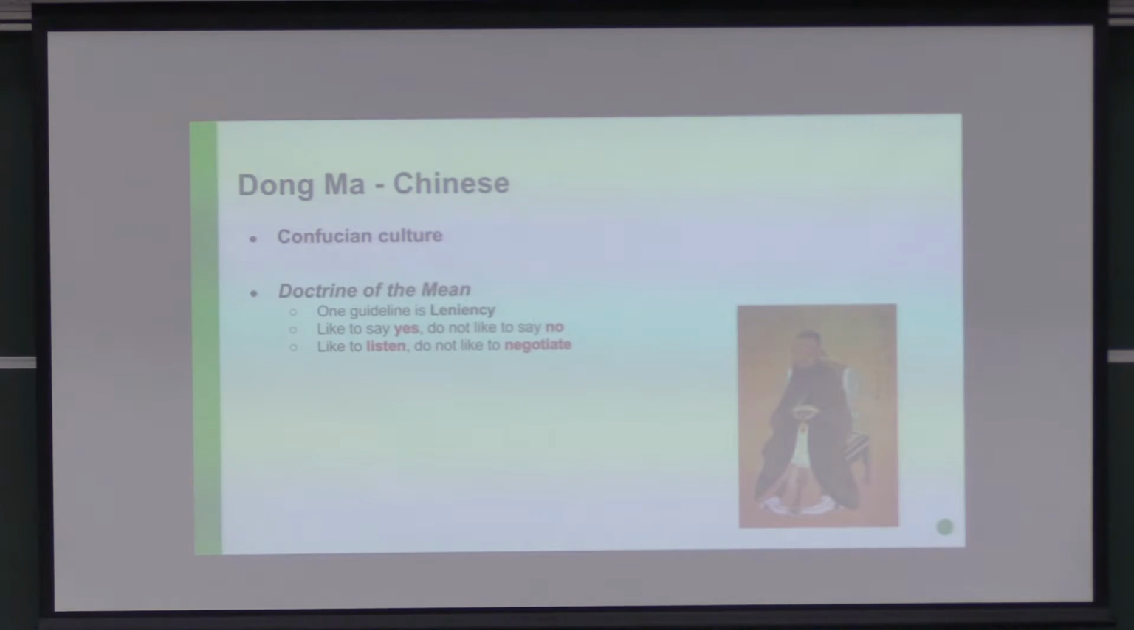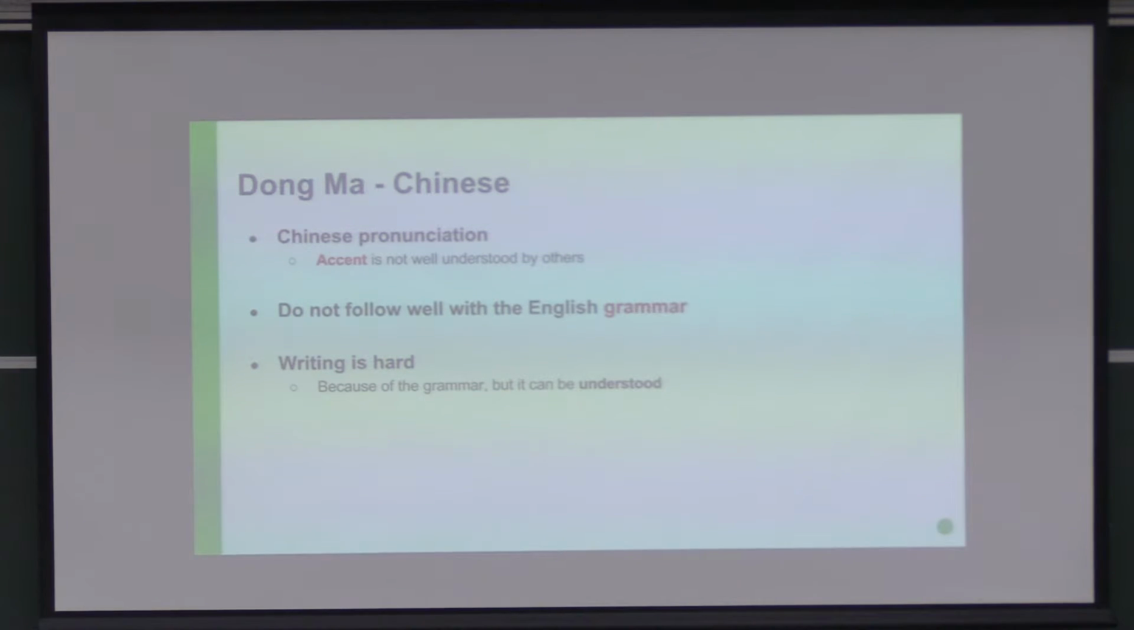Chinese culture is based on Confucian culture. A very famous book is The Doctrine of the Mean. I actually don't know that much about it, so probably you know it. Chinese people like to say yes, but do not like to say no. It's based on Chinese culture. And they like to listen, but do not like to negotiate. Many Chinese people think that way. And Chinese pronunciation is also different from English, probably similar to the Japanese situation.